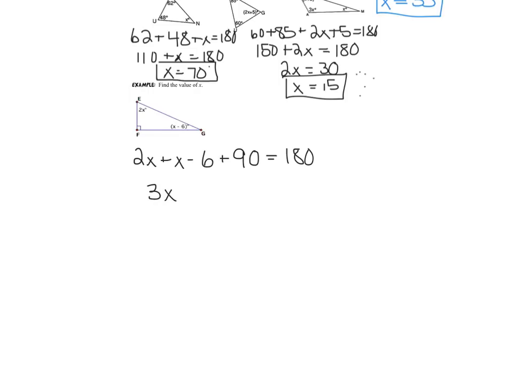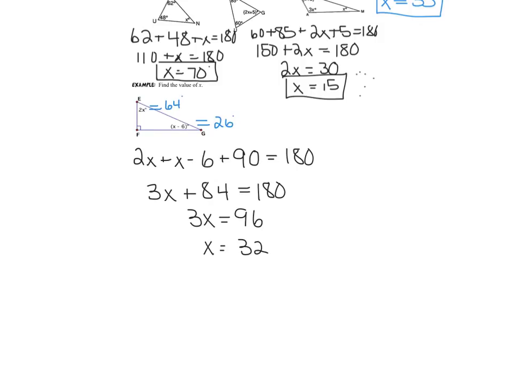And then minus 6 plus 90 is going to be plus 84 equals 180. Subtract 84 from both sides. We get 3x equal to 96. X is going to equal 32. So I'm going to go ahead and plug x back into both of these equations. If I plug it into angle E, 2 times 32 would give me 64 degrees. And then if I plug it in for angle G, 32 minus 6 is 26 degrees.